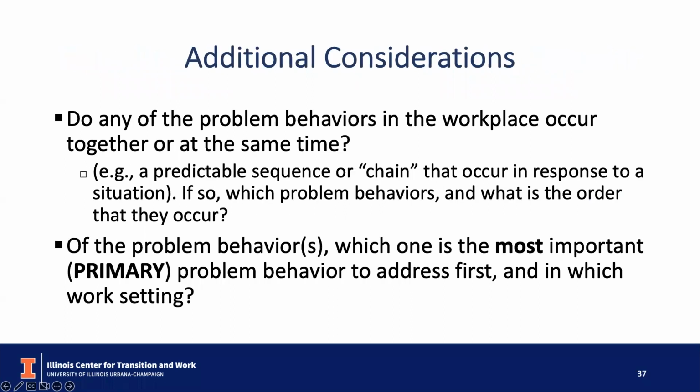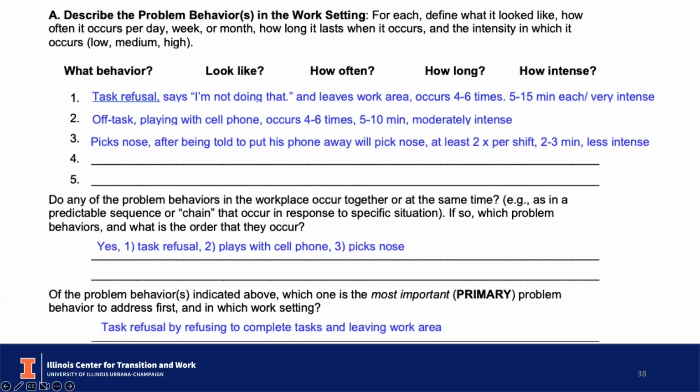And so some additional things for you to think about when you're identifying these behaviors and defining them is, do any of the problem behaviors in the workplace happen together or at the same time? Is there a predictable sequence or chain that happens? And if so, you want to note which problem behaviors and the order that they occur. Something else to think about is, of those behaviors, which one is the most important or the primary problem behavior that must be addressed first, and in what setting? And so looking at the document, that looks like this.